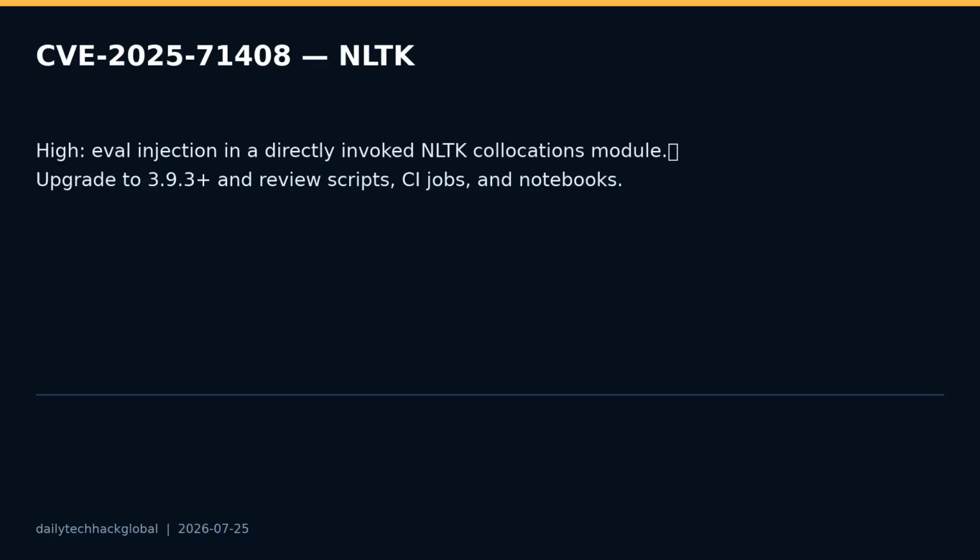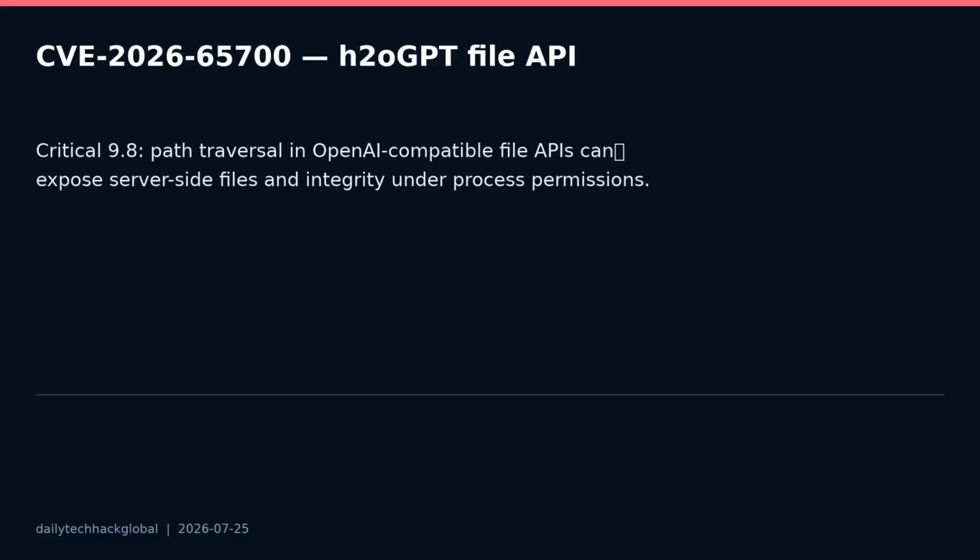Second, CVE-2025-71408 affects NLTK before version 3.9.3 and is rated high in NVD. NLTK is widely used in data science and natural language processing pipelines, including AI preprocessing and experimentation. NVD describes eval injection in the collocations module when it is invoked directly with attacker-controlled command line arguments. The practical fix is to upgrade to NLTK 3.9.3 or later, avoid passing untrusted input into local tooling wrappers, and review scheduled jobs, notebooks, and CI scripts that execute NLP helper modules.